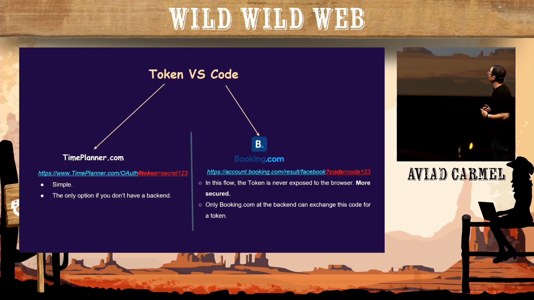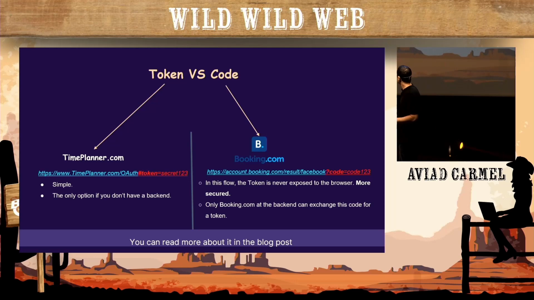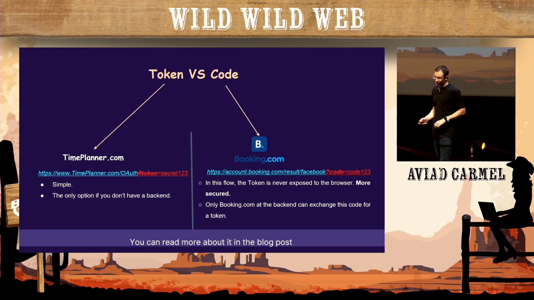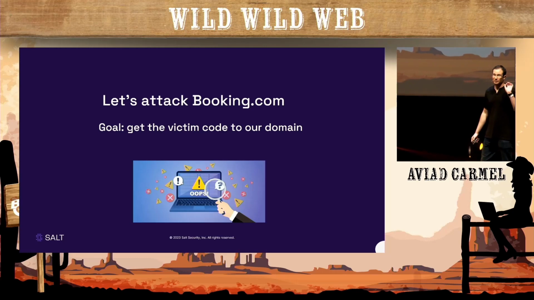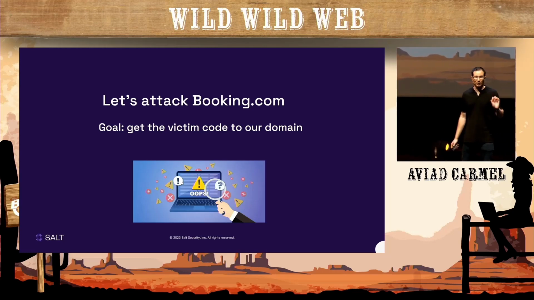And if you want to read more about the difference between token and code, you can read the blog post. I will share a link later. There is a lot of information, so I can't deep dive into all the details, so sometimes I will give you a link to read more. Now, let's attack Booking.com, and our goal is to get the victim's code to our domain.